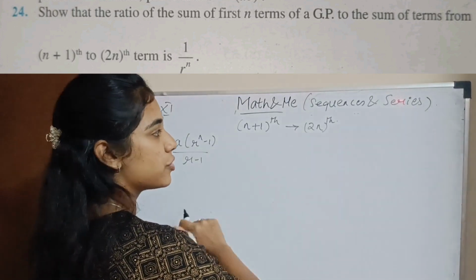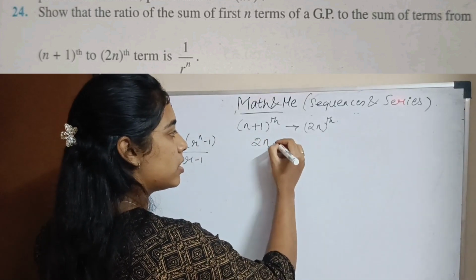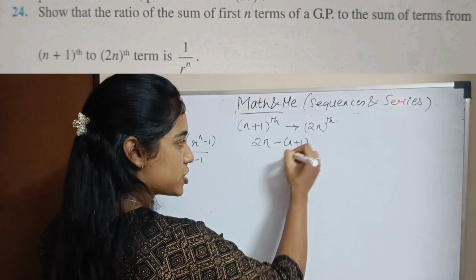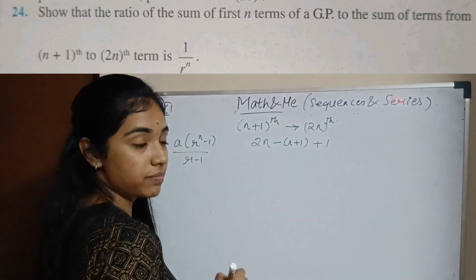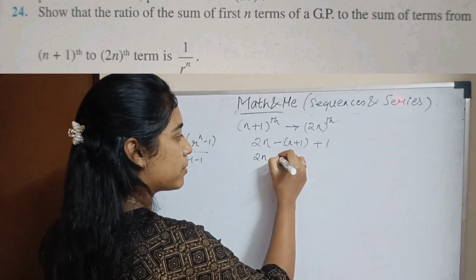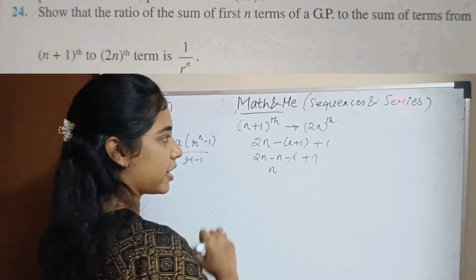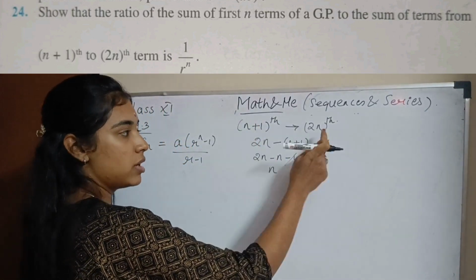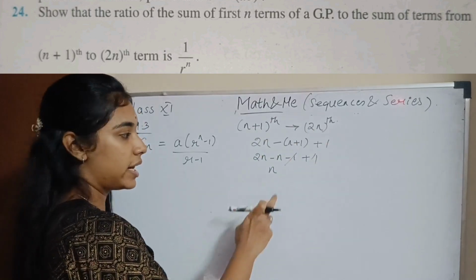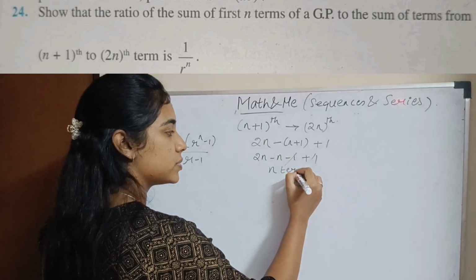So how many terms do we have here? 2n minus n plus 1. Add a plus 1. So what do you have? 2n minus n minus 1 plus 1. So the minus 1 and plus 1 go off. I have n. So between the n plus 1th and the 2nth term, I have n terms. Okay?